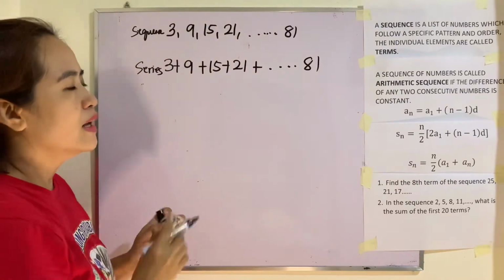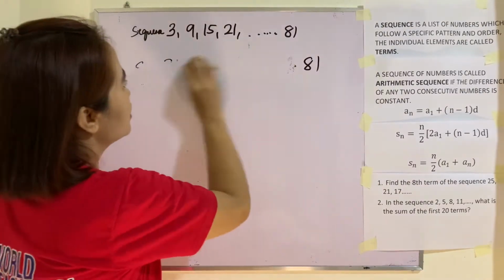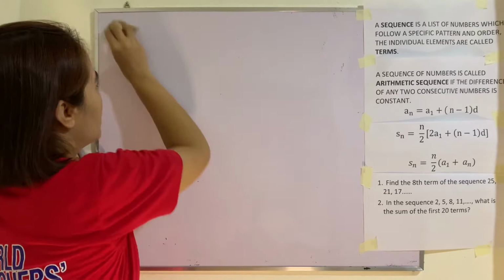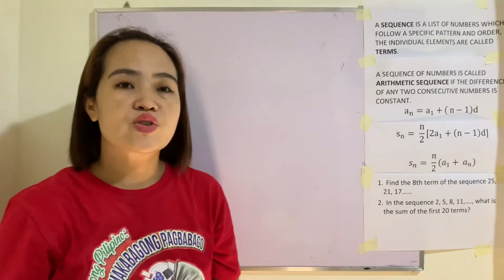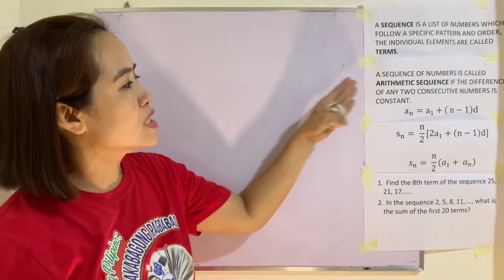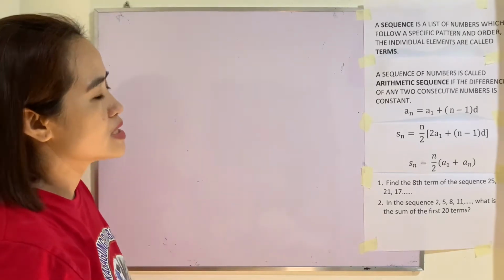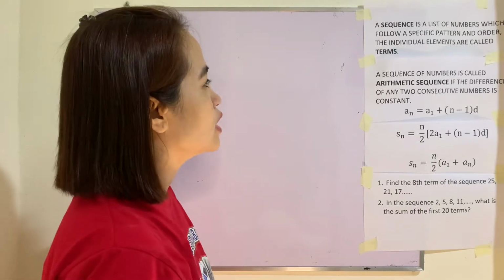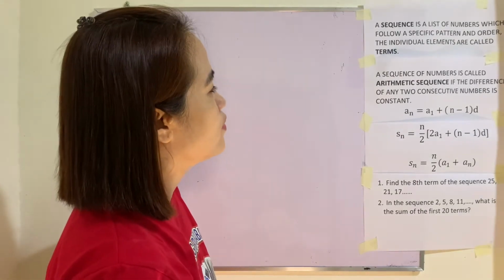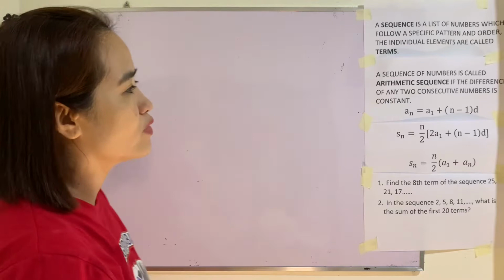Okay. Now, there are two kinds of sequences. We have arithmetic and of course geometric. We will be discussing first arithmetic sequence. Okay. A sequence of numbers is called an arithmetic sequence if the difference of any two consecutive numbers is constant.